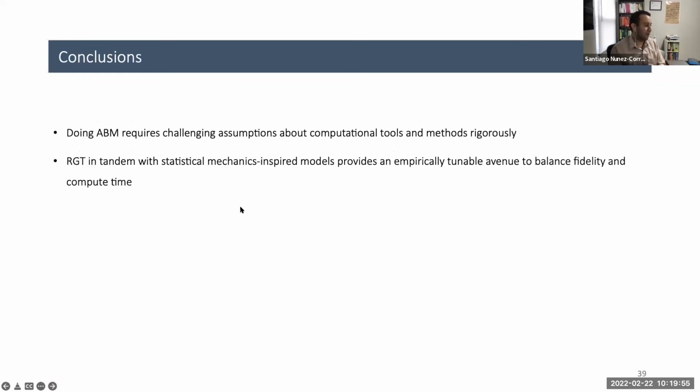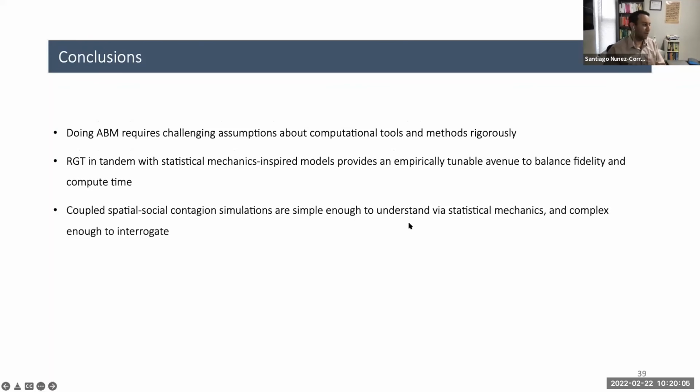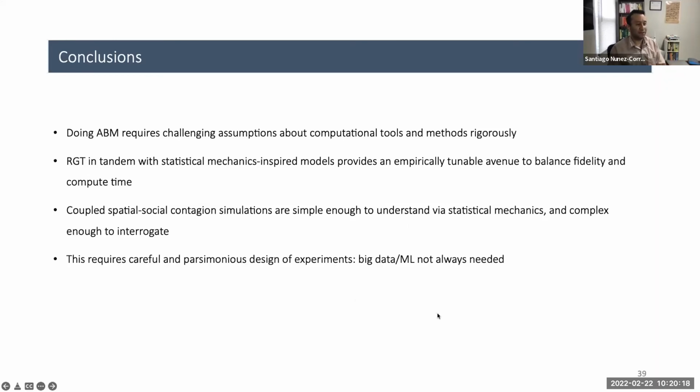The other part is that renormalization group theory in tandem with the statistical mechanics inspired models provides an empirically tunable avenue to balance fidelity and compute time, and this is critical for the methods. Coupled spatial social and contagion simulations are simple enough to understand via statistical mechanics and can be made complex enough, just complex enough to interrogate and ask interesting questions. And this requires parsimonious and careful design of experiments. And this means we don't always need big data or machine learning, but those have to be deployed very specifically in very well controlled situations where you have to prove that they are needed, and only then.